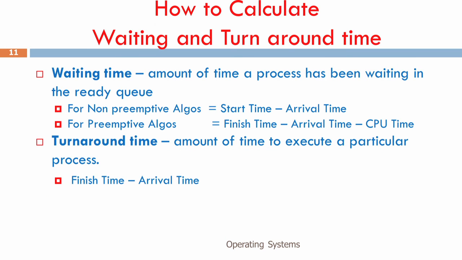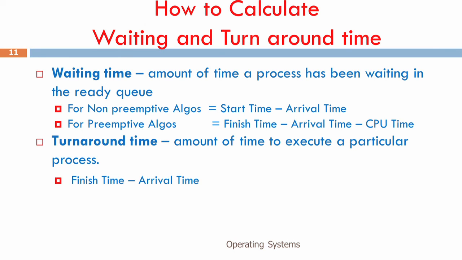So how do we calculate the waiting and turnaround time? The waiting time for a non-preemptive process is the start time minus arrival time. So the process comes in, it is staying in the ready queue, that is the arrival time, and then it starts. After it starts, it never comes back because it is non-preemptive, it goes and completes. So the start time minus arrival time is the waiting time in your waiting queue.